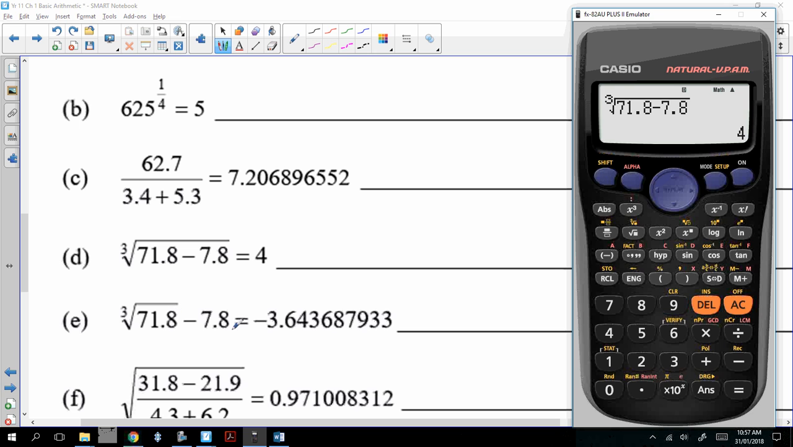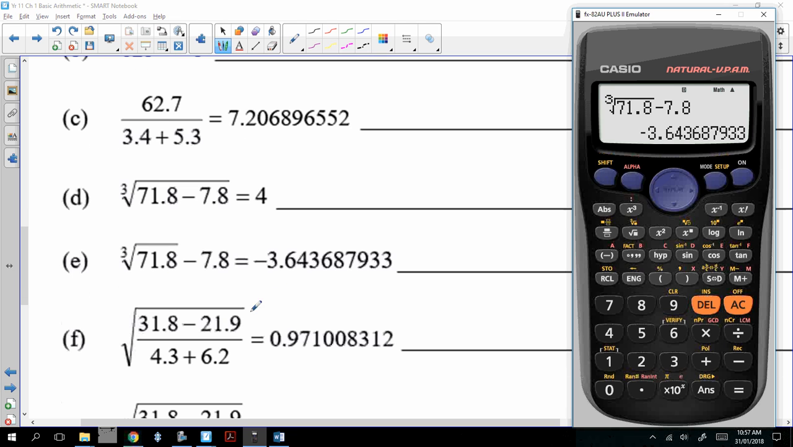So what D looks like is, once you enter cube root of 71.8, you've got to use the arrow key to get out of the root, then minus 7.8, right? And you get a different result. So make sure you read the question very carefully, and often in the exam they are asked as the first question, calculator skill, and people may get them wrong if they don't know how to enter these on a calculator. Okay, next one.